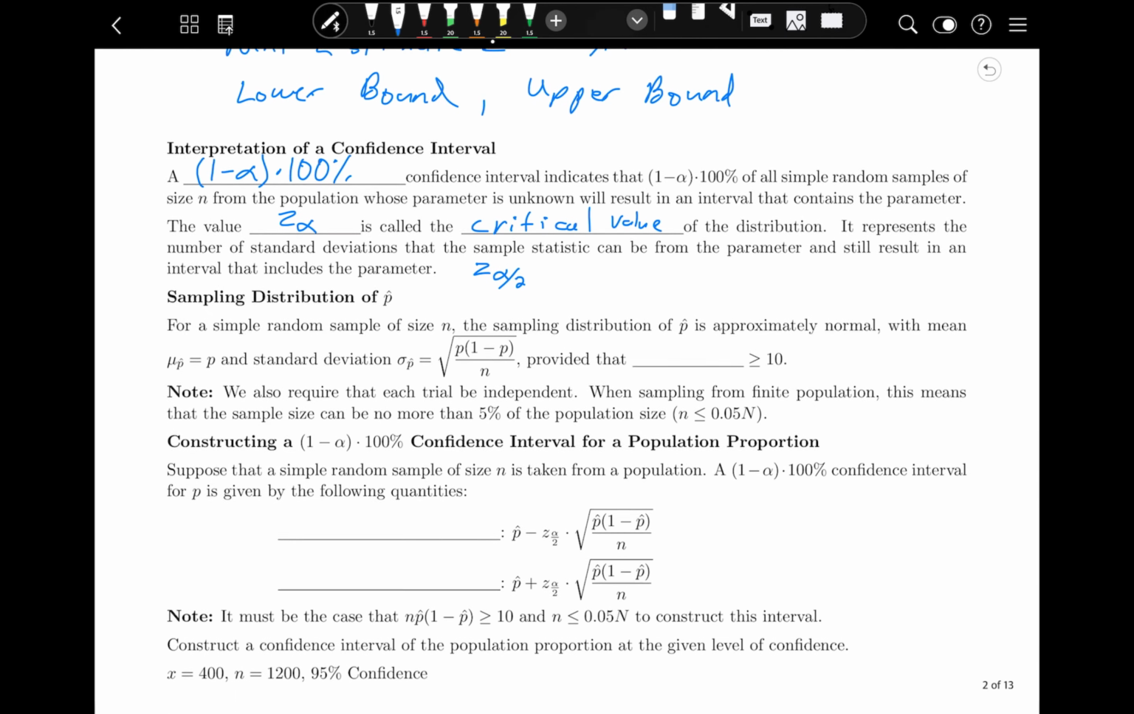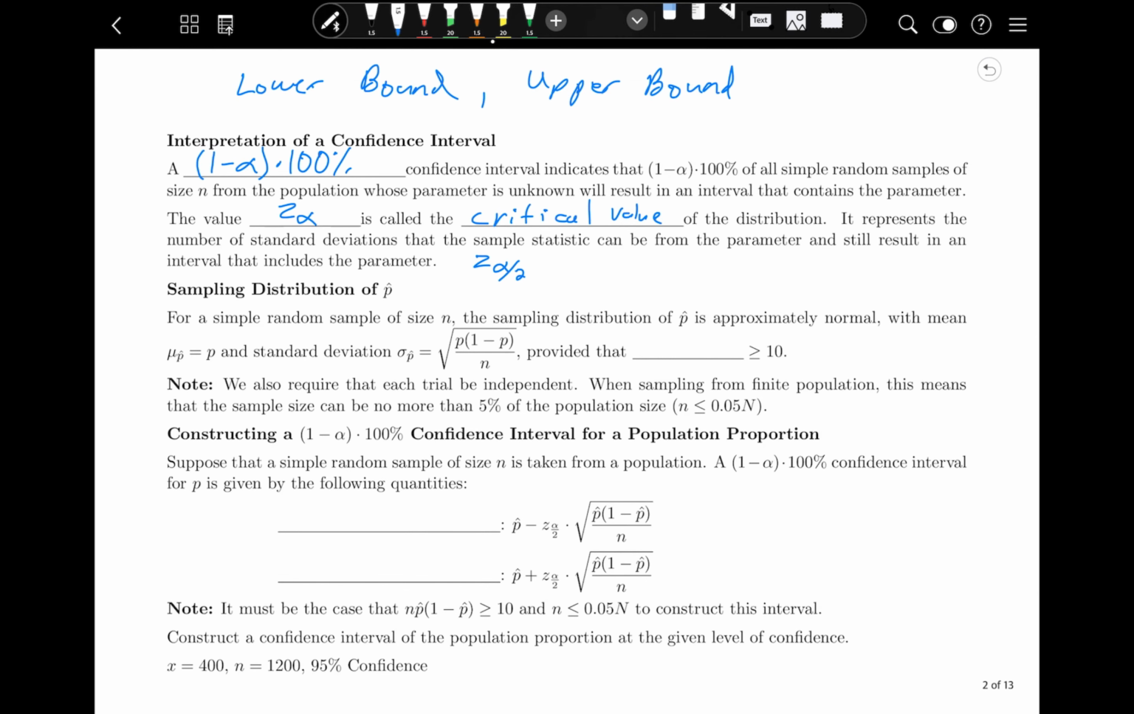So these are based on the sampling distributions of p hat and then in the next section of x bar that we talked about in chapter 8. So for a simple random sample of size n, the sampling distribution of p hat is approximately normal when the following things happen and has a mean of p and a standard deviation of the square root of p times 1 minus p over n, provided that n times p times 1 minus p is greater than or equal to 10.